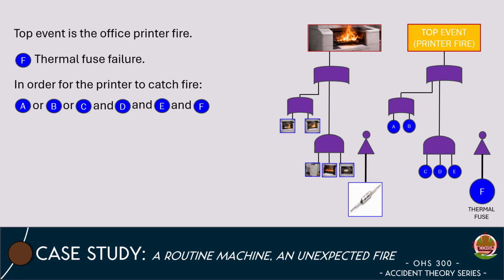Even if fake toner is being used, which causes an overheating fuser, if there is inadequate ventilation, the thermal fuse should detect this and shut the printer off before a fire starts. Therefore, the thermal fuse needs to have an output of false, which means its output is true because of the NOT gate, as well as causes C, D, and E, in order for the printer to catch fire.